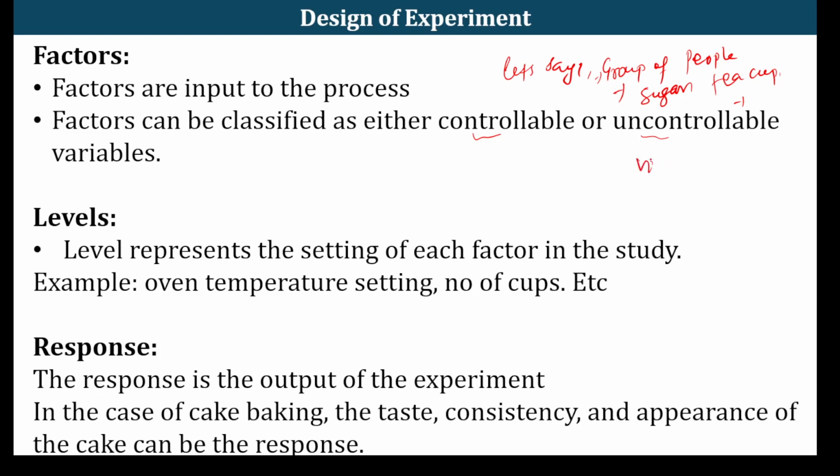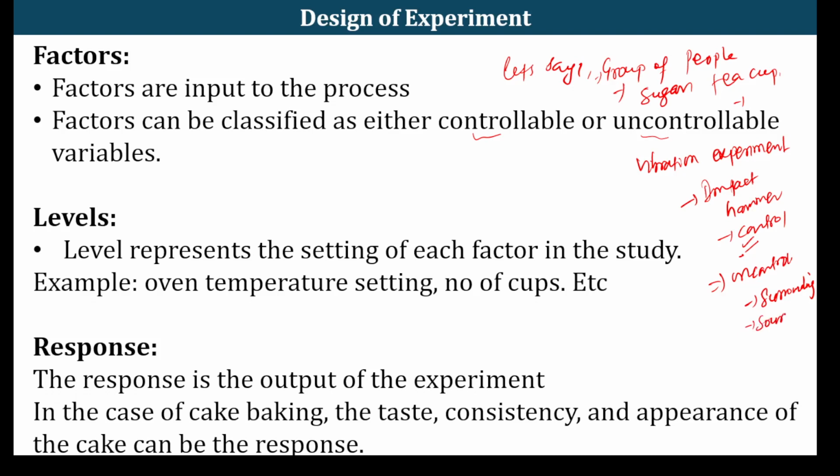If you are doing some vibration experiment, and you are hitting with the impact hammer, you can control that. The uncontrollable is due to the surroundings, maybe sound noise is coming, or electrical noise is coming, so that can't be controlled. That will be the uncontrollable group.